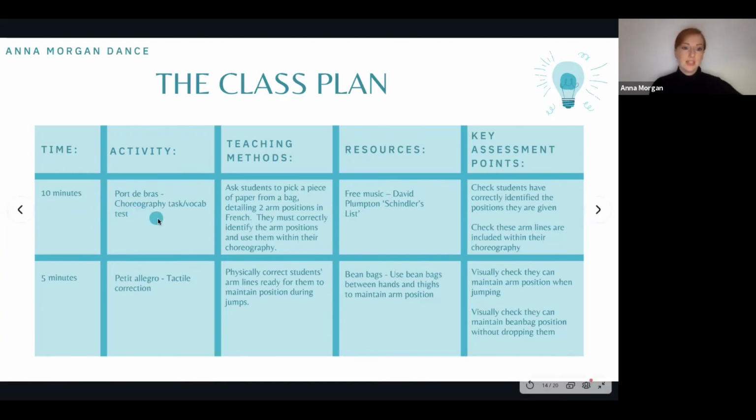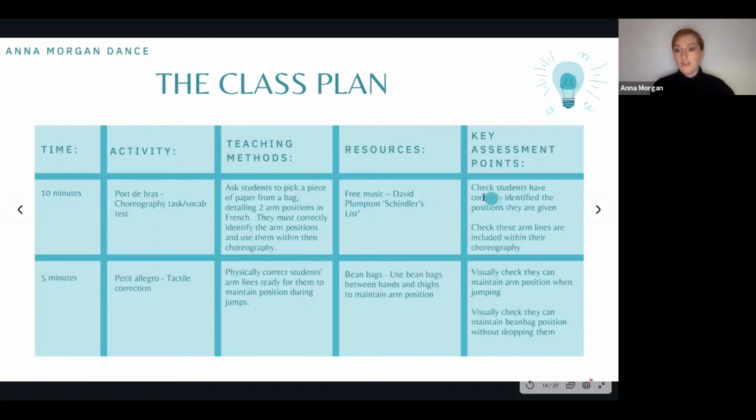So my activity is I'm doing a port de bras choreography task / vocab test. My teaching method is I'm going to ask the students to pick a piece of paper from a bag detailing 2 arm positions in French. They must correctly identify the arm positions and use them within their choreography. My resources are free music, and I've written a piece of music, and also the bag should be there as well. The piece of paper and the bag should be there. And then my key assessment points. So how am I going to know that they could correctly identify those positions?